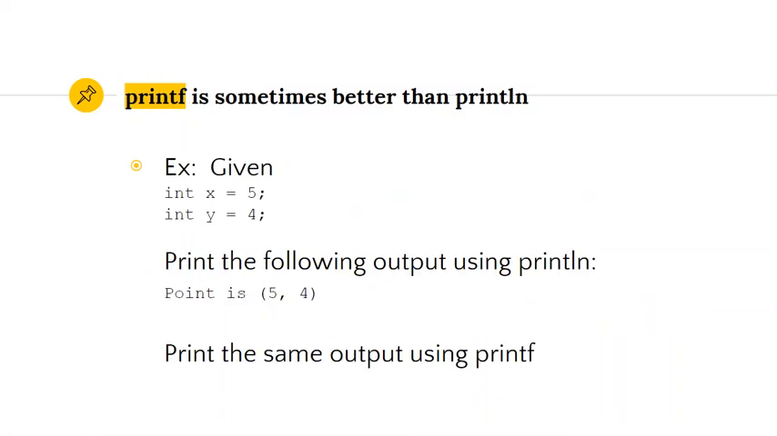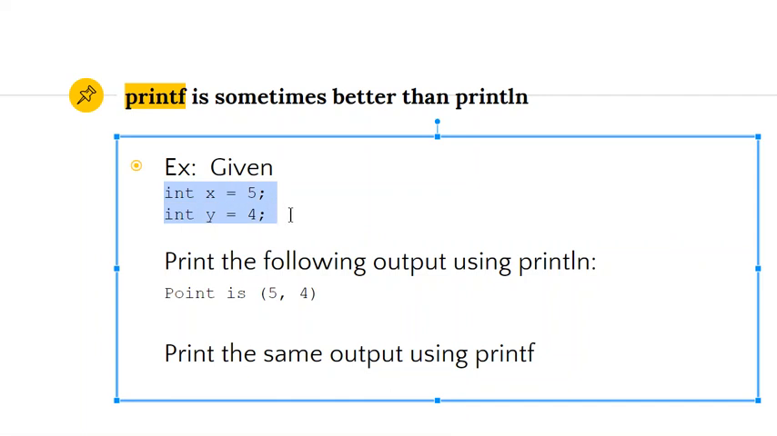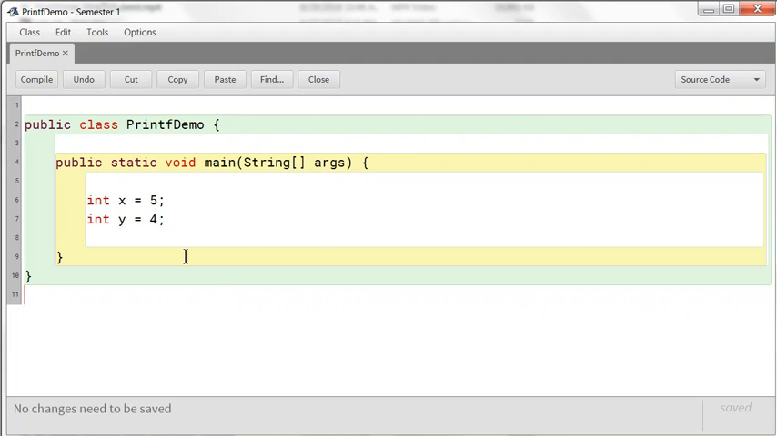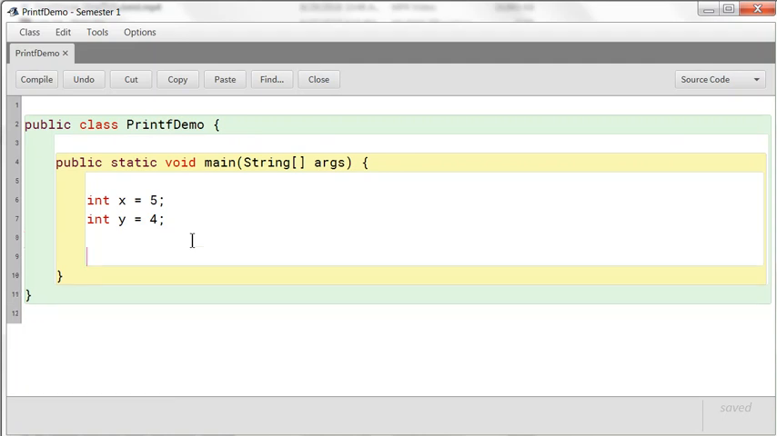So here's my example. Let's suppose we have some coordinates, x is 5 and y is 4, and all we want to do is print out this string here, point is whatever is at 5 comma 4, but make sure that the 5 and the 4 are based on the variables, not hard-coded. To do that with println, here's what you do. Here is blue jay.